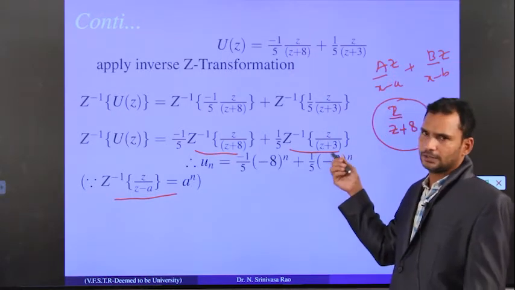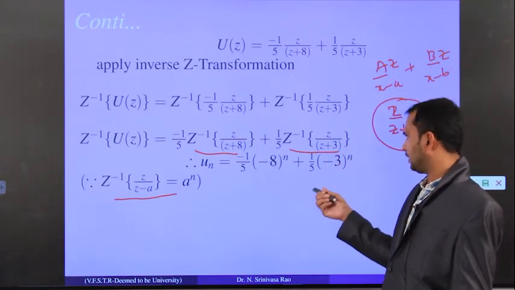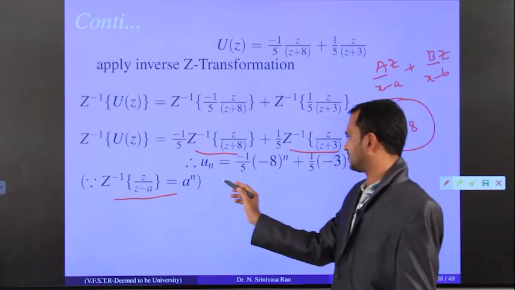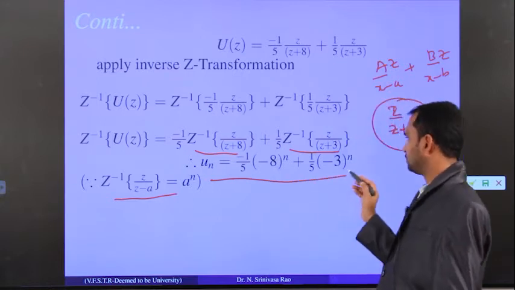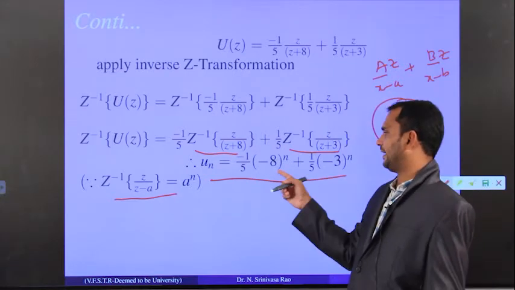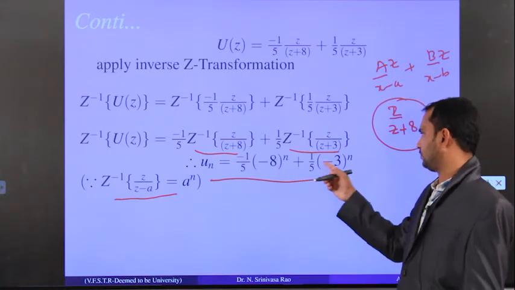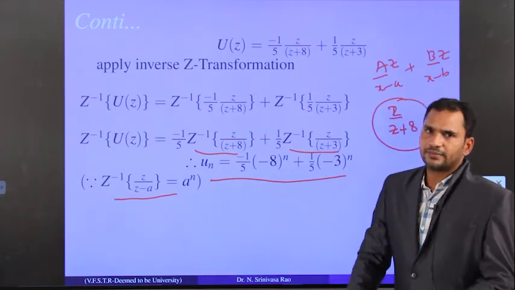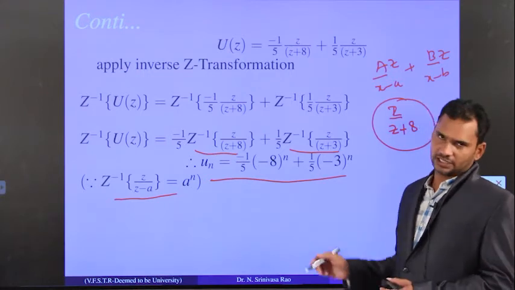Here also plus 3 can be written as z of minus 3. Okay, so therefore the final answer is u n. So u n is minus 1 by 5 minus 8 whole power n plus 1 by 5 minus 3 whole power n. Okay, so this way you have to compute inverse Z transformation.